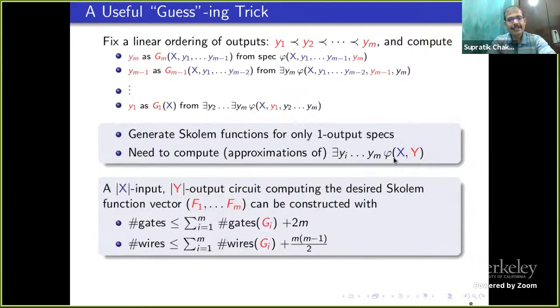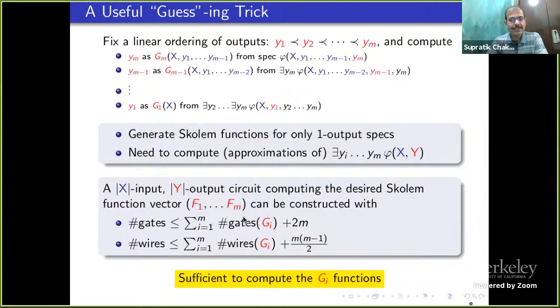Okay. And then, it is not very hard to show that if you are able to generate y1 through ym as these functions g1 through gm, then you can stitch them together to generate the f1 to fm that you were looking for. Remember that f1 to fm were only functions of x, whereas y1 through ym are functions of x and the other outputs in the given order. And so it can be shown that there is just a small blow up in trying to go from these functions to the original functions.